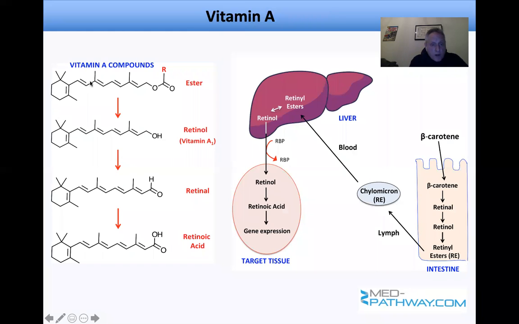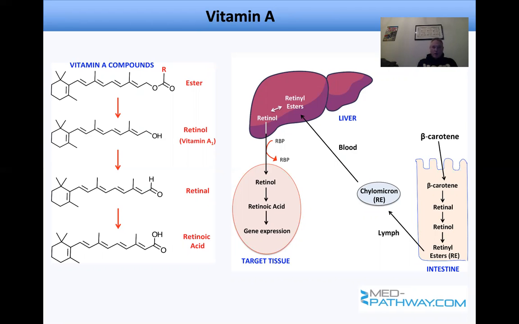You should also recognize that vitamin A is composed of these 5 carbon isoprenoid units. These are things that are synthesized in the mevalonic acid pathway, which is really the pathway that cholesterol uses. So we see the ester form, we see the retinol, which is vitamin A1, the alcohol form. You can oxidize this alcohol to retinal, the aldehyde, which can be further oxidized into retinoic acid.